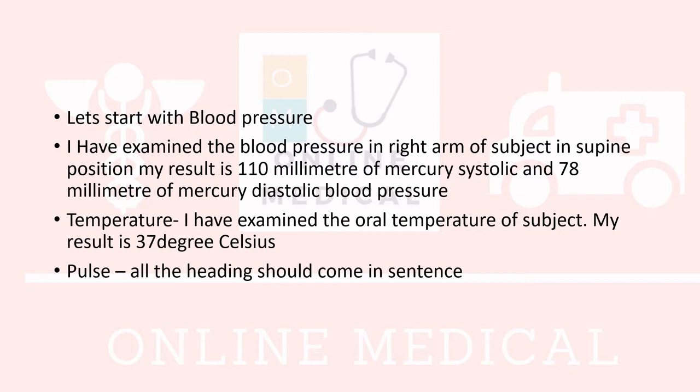I have examined the blood pressure in the right arm of a subject in supine position and my result is 110 millimeter of mercury systolic and 78 millimeter of mercury diastolic blood pressure. Okay, we will not speak like 110 by 78. You speak a full sentence. I again repeat, my result is 110 millimeter of mercury systolic and 78 millimeter of mercury diastolic blood pressure.